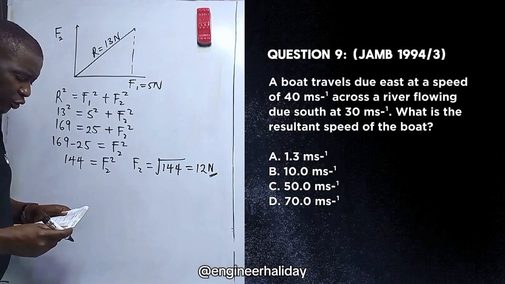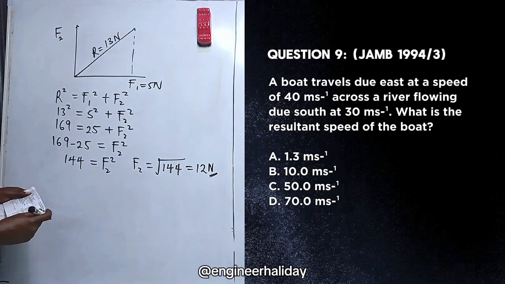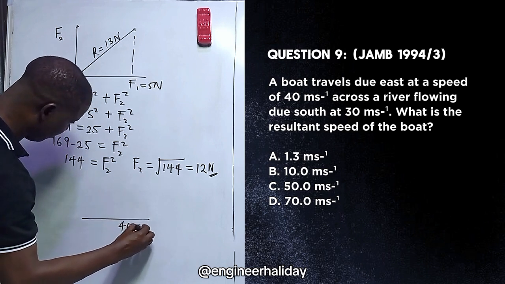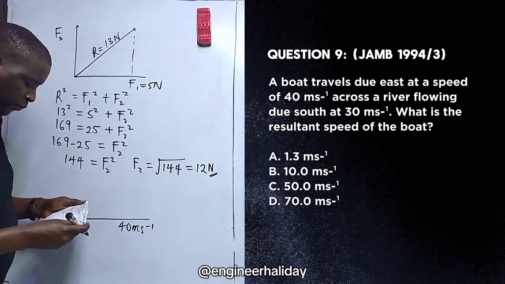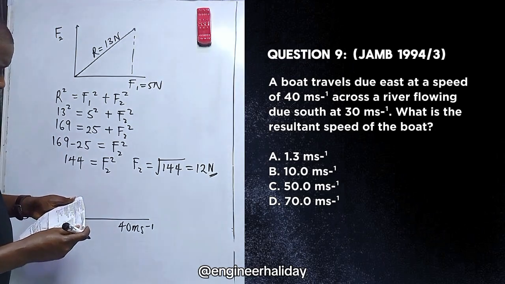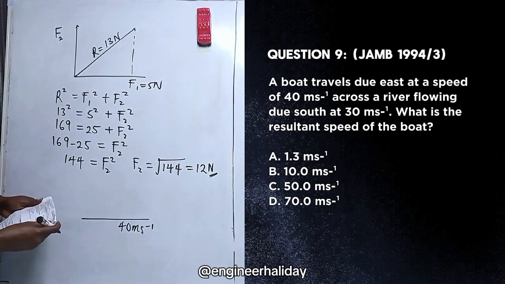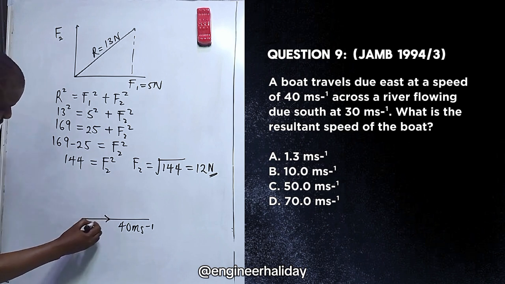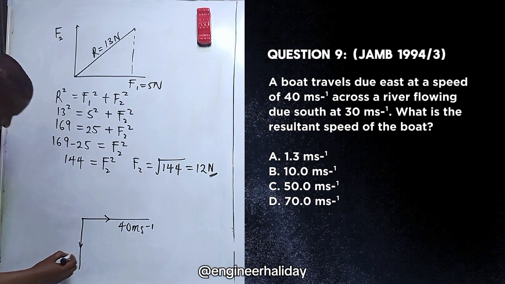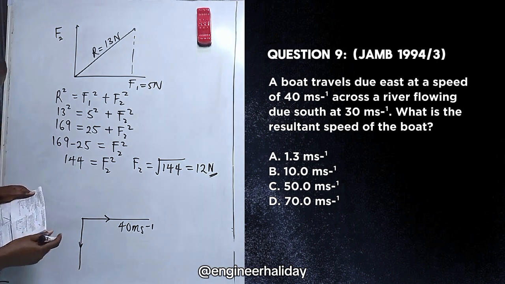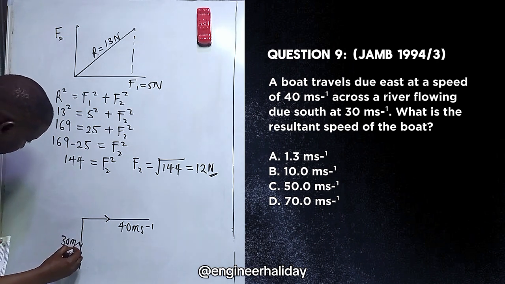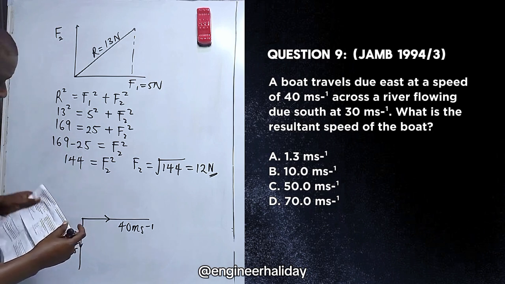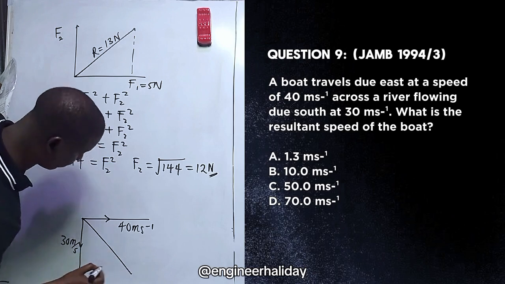A boat traveled due east at the speed of 40 meters per second across a river flowing due south. The river is flowing due south at 30 meters per second. What is the resultant speed of the boat?